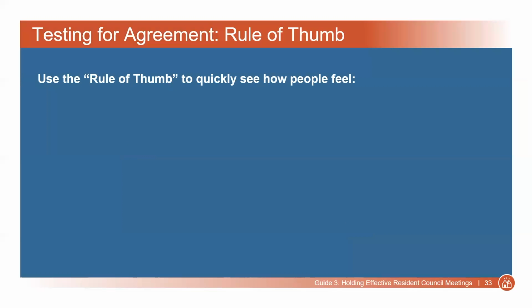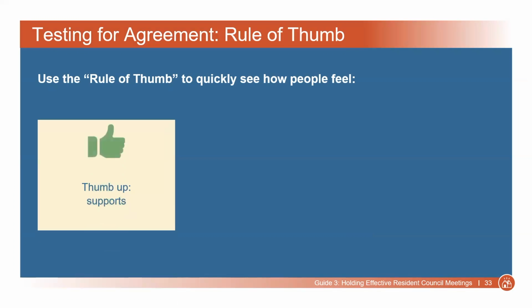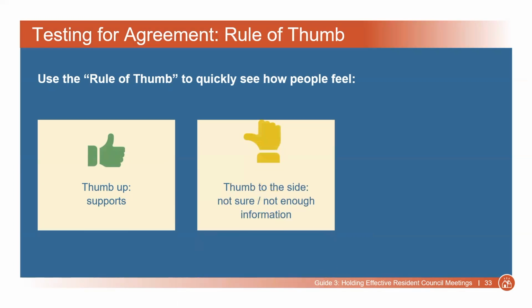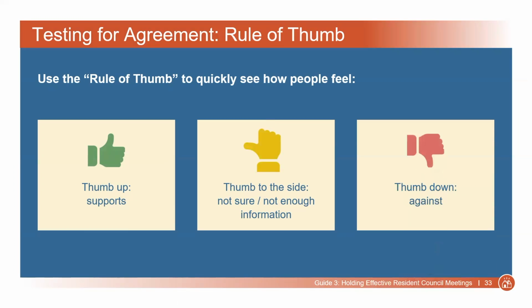Use the rule of thumb to quickly see how people feel. Ask everyone to show a thumbs up if they support the proposal, a thumb to the side if they are not sure or need more information, or a thumbs down if they are against it.